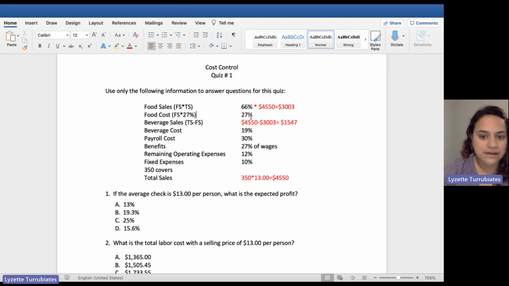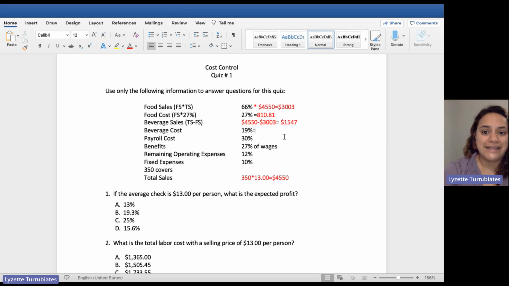So we're going to take our food sales, which, it's a little bit different now, we're doing food sales, not total sales. Because we're trying to get our food cost, we're trying to see how much of those food sales we used on the cost of food, right? So that's why we're going to take our food sales times our food cost percentage to get our food cost dollar amount. So our food cost is 3003 times 27%, and our food cost is now going to equal $810.81.